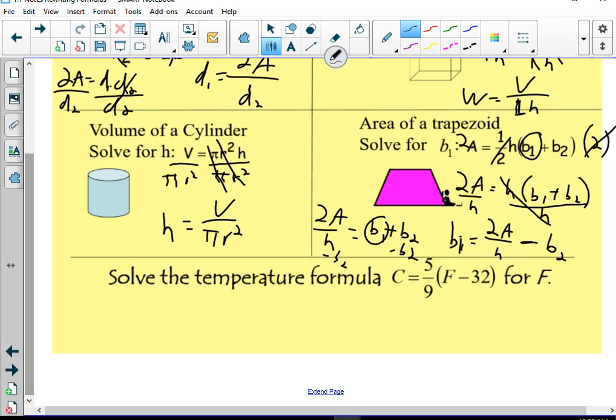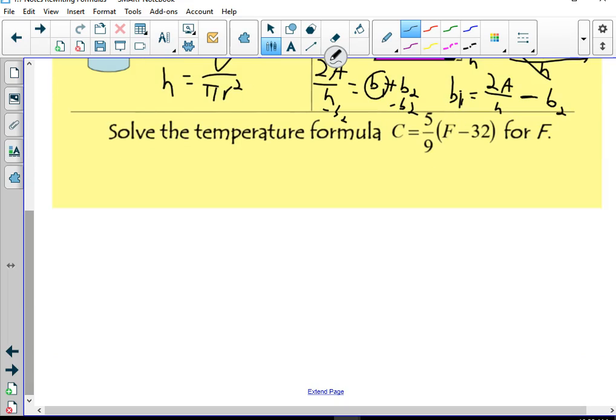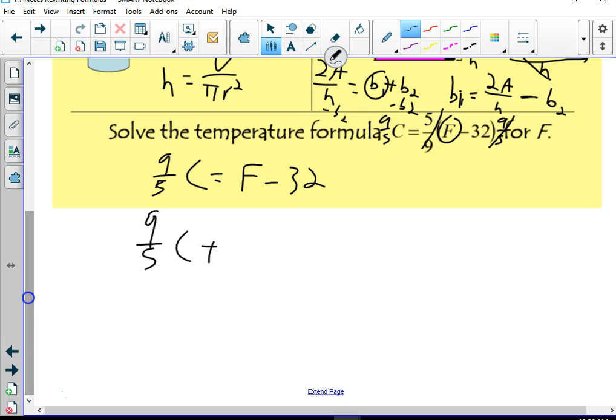Okay, solve for F. Well, again, what is keeping us from getting to the F? 2 things. The 32 and the fraction. How do we get rid of that fraction? By 9/5. The reciprocal, right? 9/5 here. So that gives me 9/5 C equals F minus 32. How do you get the F by itself? Add 32. So 9/5 C plus 32 is equal to Fahrenheit.